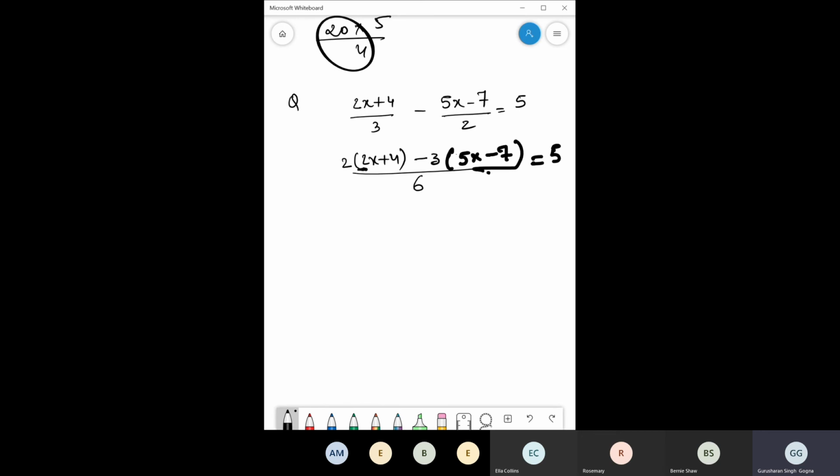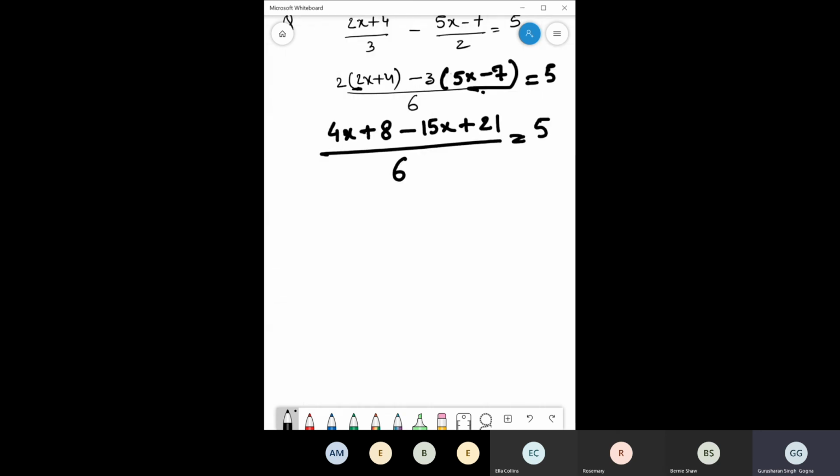Okay, so 2 by 2x is 4x plus 8 minus 15x plus 21, isn't it? Minus 3 multiplied by minus 7 is plus 21, minus 3 multiplied by 5x is minus 15x, over 6 equals to 5. You have to keep on writing 5, do not forget to do that. Now let's simplify. 4x minus 15x will give you minus 11x. 21 plus 8, 29 over 6 equal to 5.